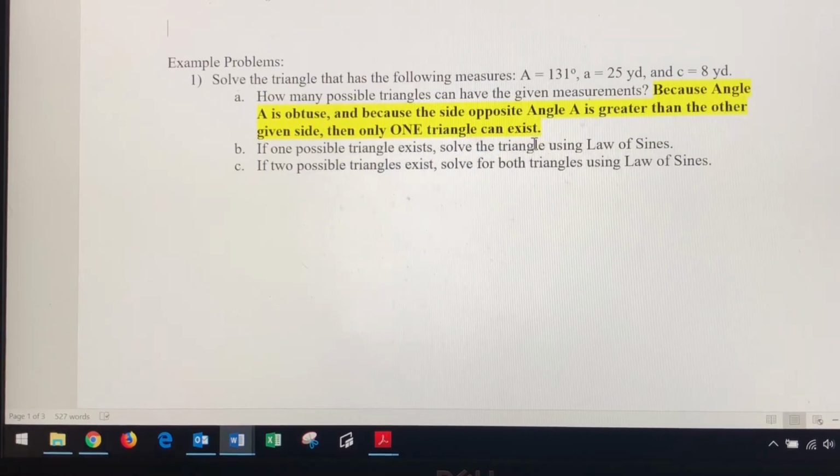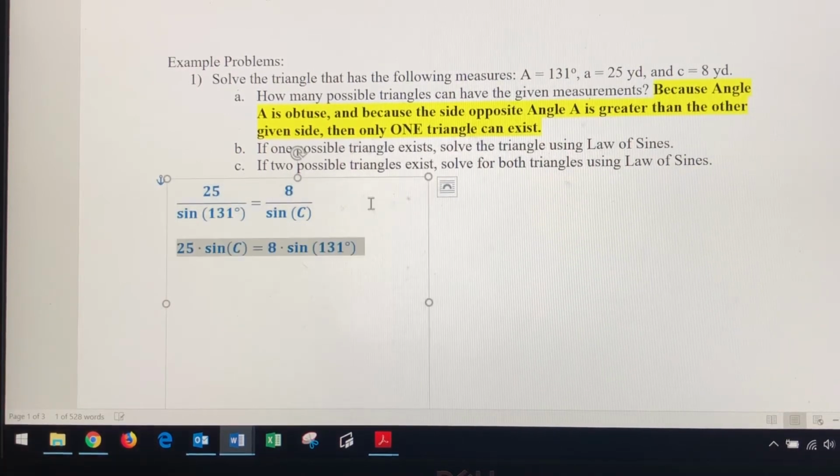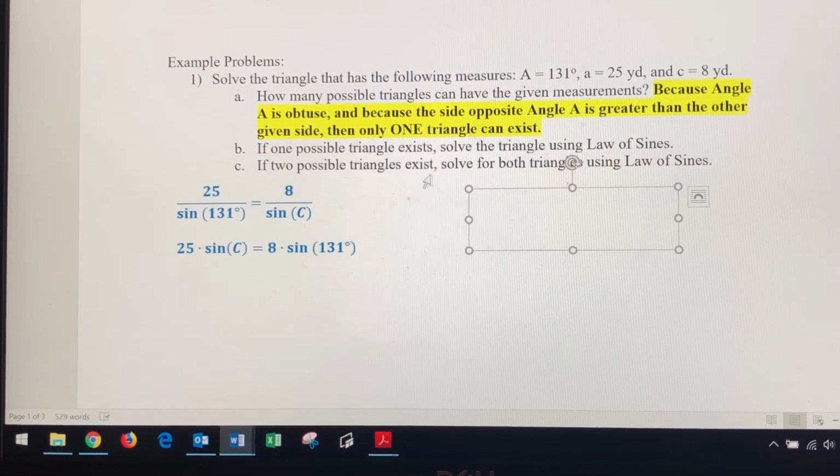Okay? All right. So we're going to use this ratio, a over sine of A equal to c over sine of C, because we've got these 3 given values. Okay? We don't know what angle C is. We know it has to be acute. All right? So we're going to use a over sine A equals c over sine C. Now, we're going to cross multiply. And when we cross multiply, we get this equation right here.